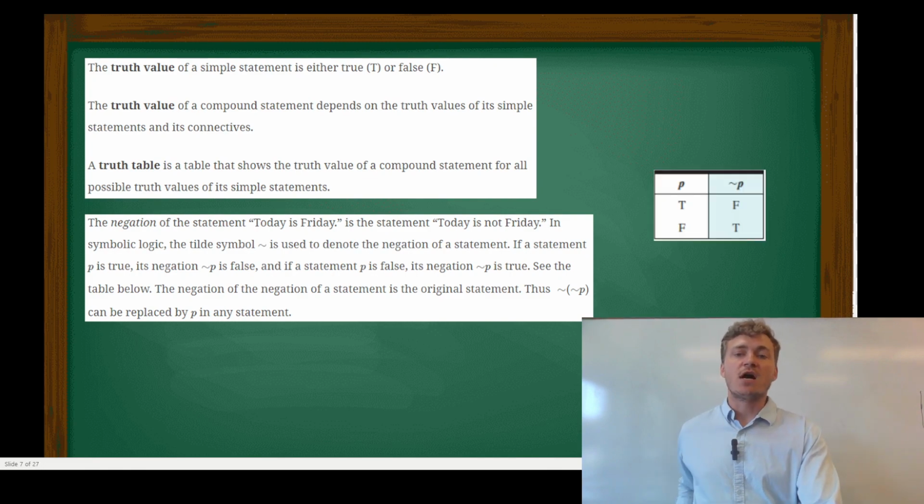Again, the first row shows that if you have a simple statement, P, that is true, then not P is false. Likewise, the second row says if P is false, then not P will be true.